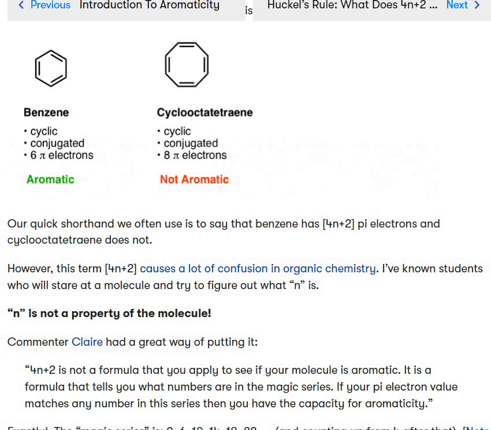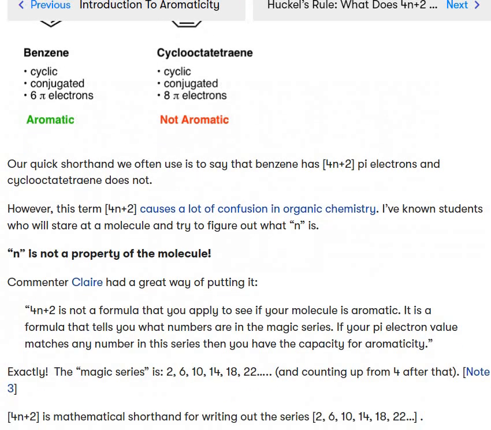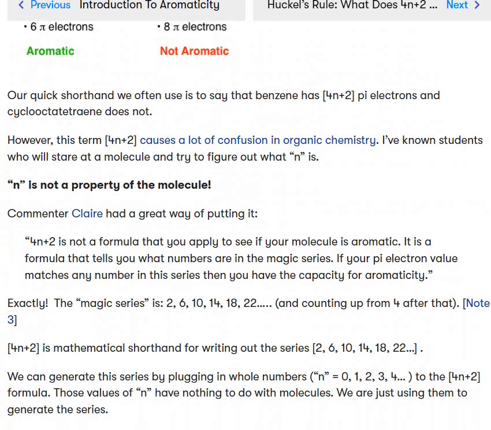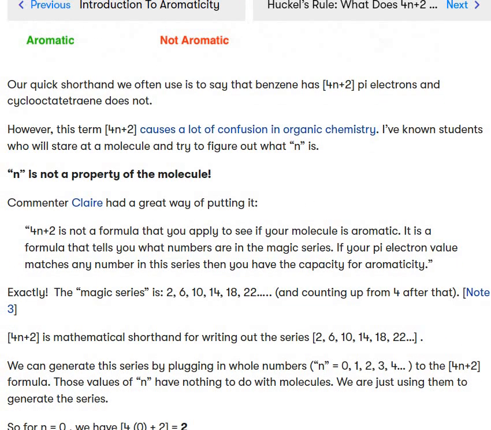not. However, this term causes a lot of confusion in organic chemistry. I have known students who will stare at a molecule and try to figure out what n is. So n is not a property of the molecule. Commenter Clare had a great way of putting it: 4n plus 2 is not a formula that you apply to see if your molecule is aromatic. It is a formula that tells you what numbers are in the magic series.